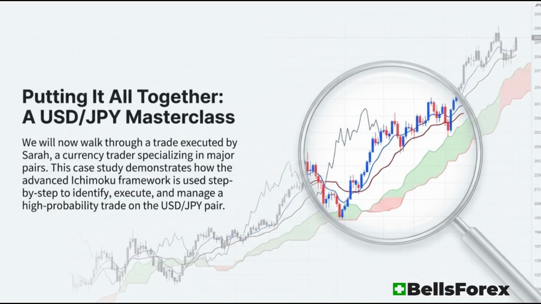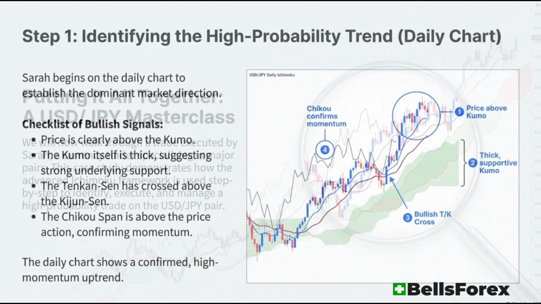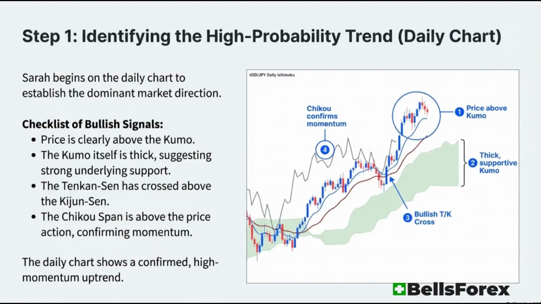We have a case study of a trader, Sarah, who used all 3 of these advanced techniques on the USD-JPY pair. Walk us through it. Okay, so Sarah starts with step 1, identify the dominant trend. She pulls up the daily chart for USD-JPY. She sees the price is way above the Kumo. Bullish. Very bullish. And she notes the Kumo is thick, meaning that support is strong. Tenkan is above Kijun, and the Chikou span is flying high, totally unobstructed. Her conclusion is simple, buy-only mode.